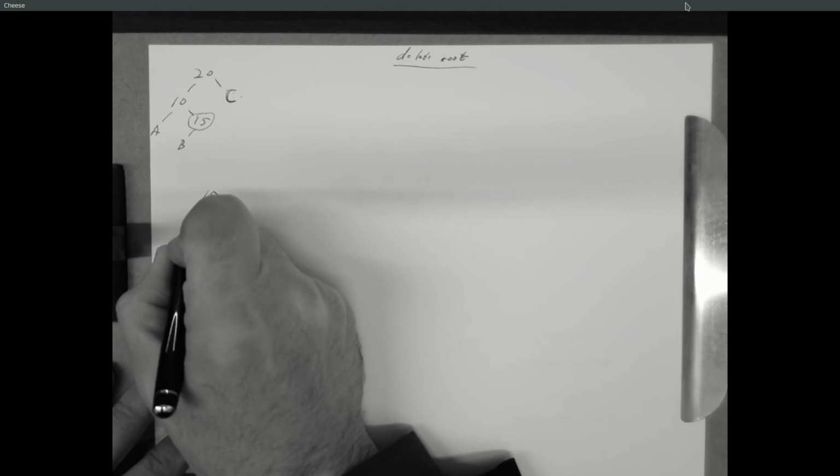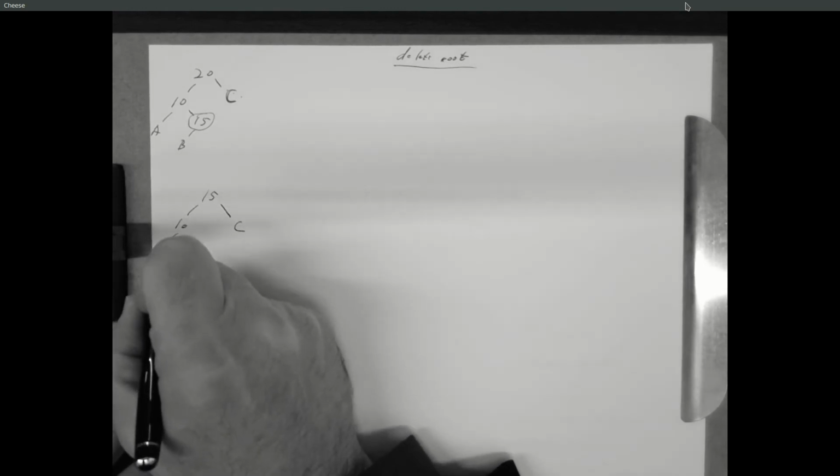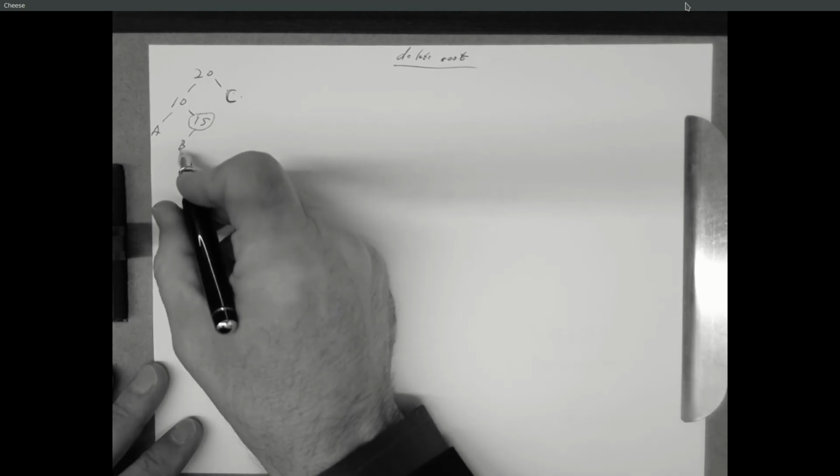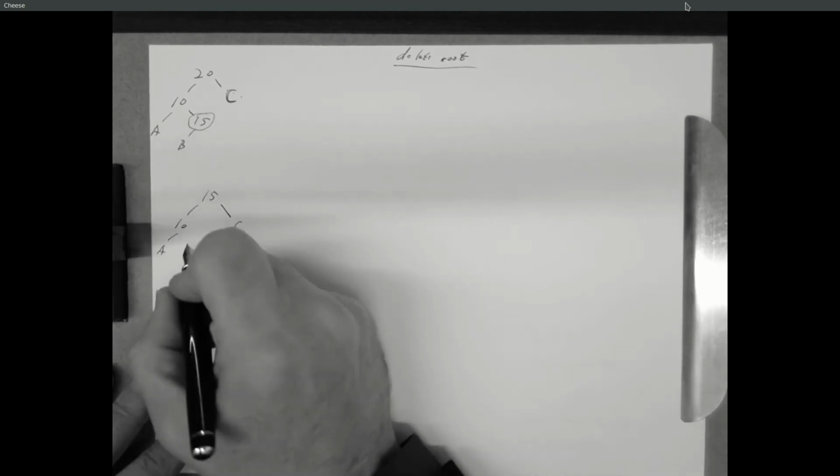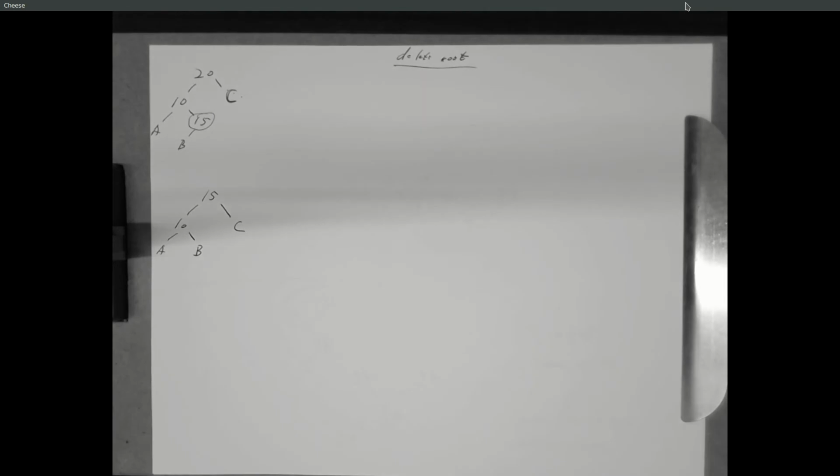So 15 will go up to the root. C will still be on the right. 10 will be over there. A will be over there. But in this case, 15 had a child on the left, so its parent 10 is going to adopt that on the right. So your tree should look like this.